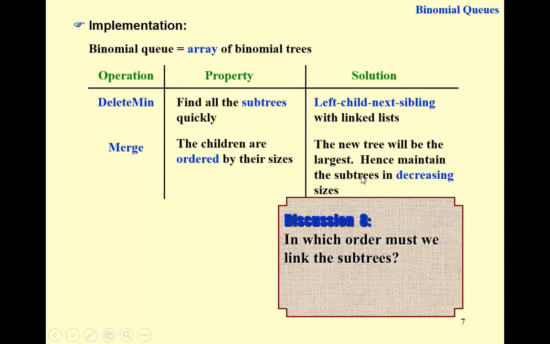But if we maintain the subtrees in decreasing sizes, means what? Means the largest tree is supposed to be the first tree. Then when we merge two trees of the same size, the new coming tree is the largest one, and it's like inserting a new node as the first node in the linked list. It takes only a constant time. Okay, so that's the reason.